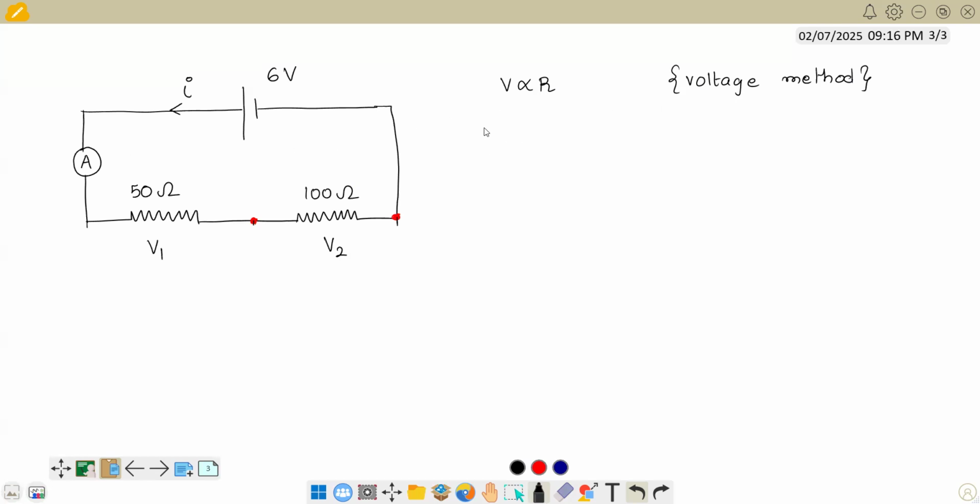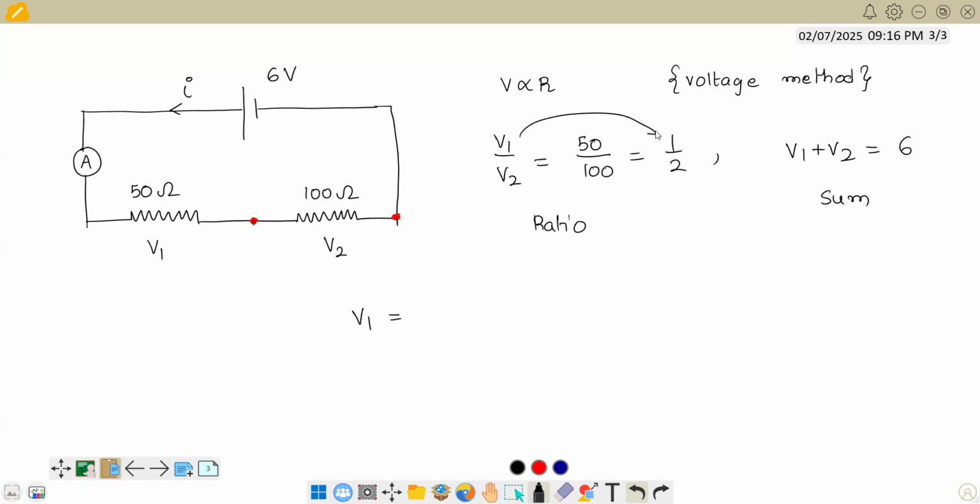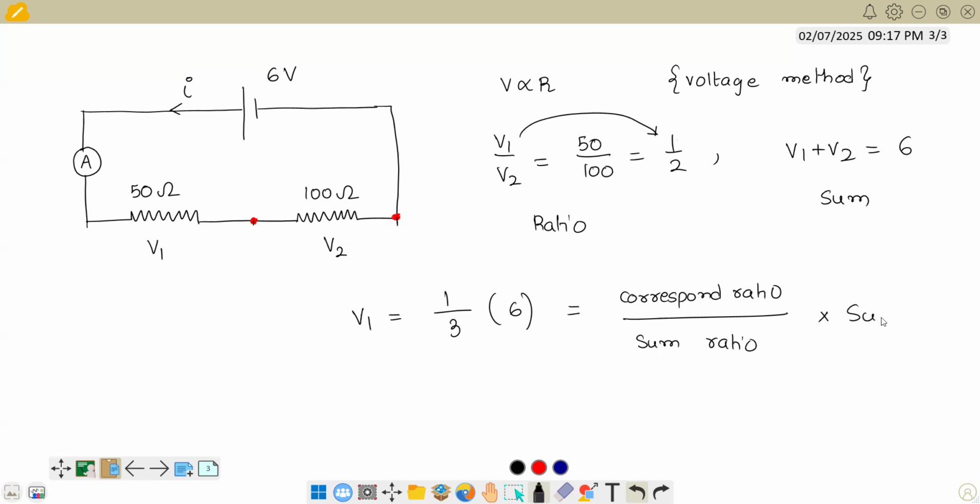So when voltage is proportional to resistance, I can simply write V1 by V2 equals R1 by R2. So you basically get V1 by V2 is 1 by 2 and V1 plus V2 is 6. So this is called the ratio. This is basically the sum. If you know the sum and ratio of two things, then V1 would be simply the corresponding ratio, 1 divided by the sum of ratio 1 plus 2, 3, into the total sum. So basically the formula goes like this: corresponding ratio divided by sum of ratio into the total sum of the quantities that we are dealing with.